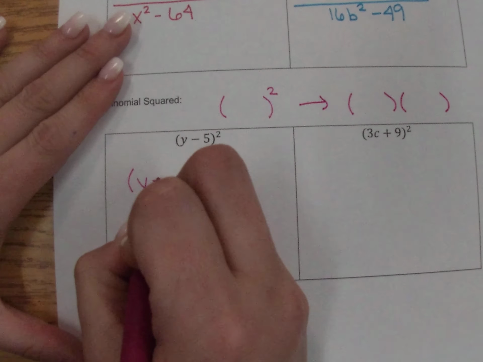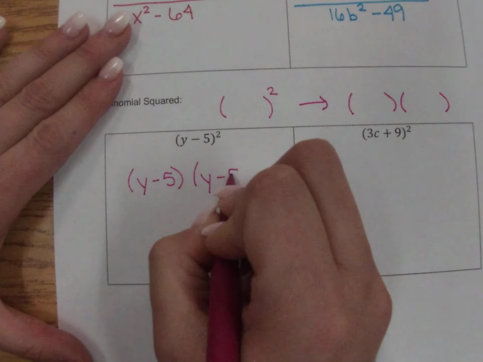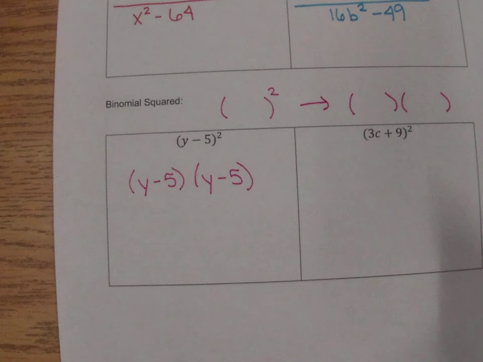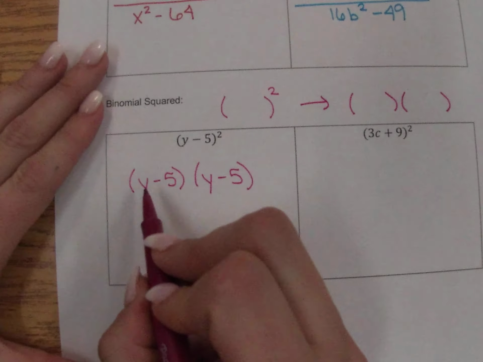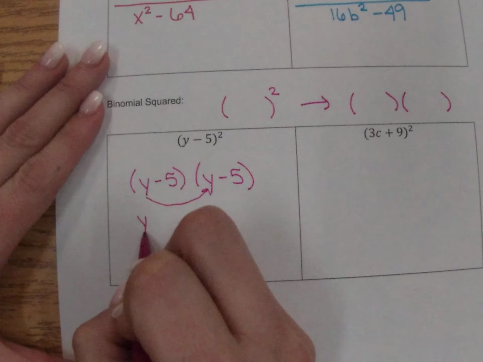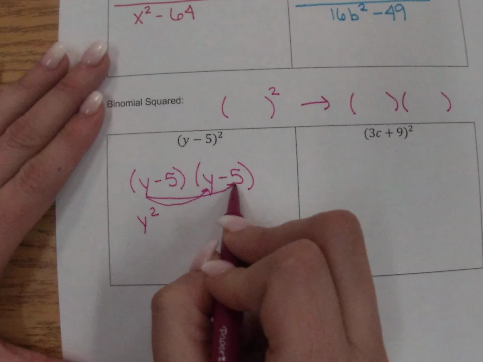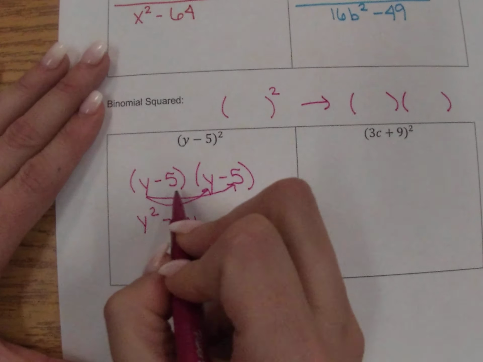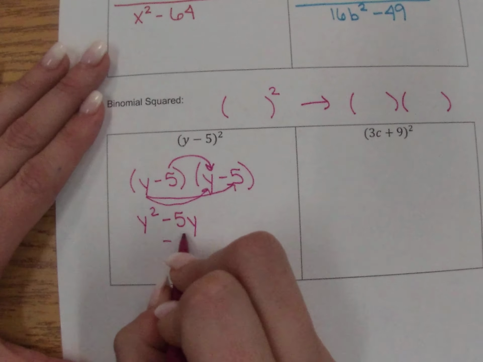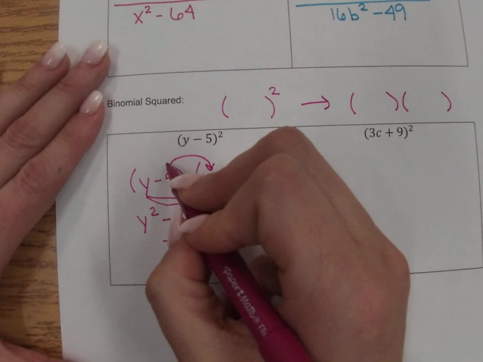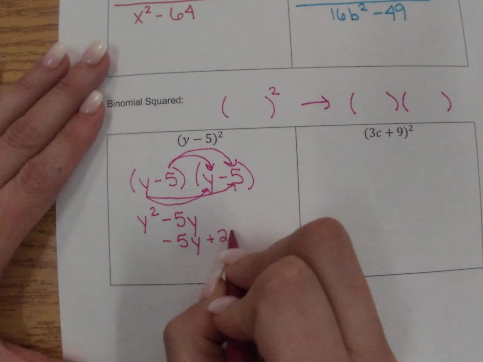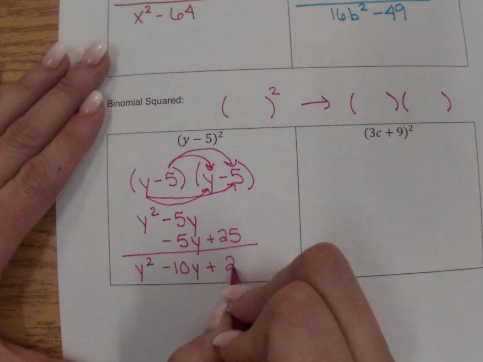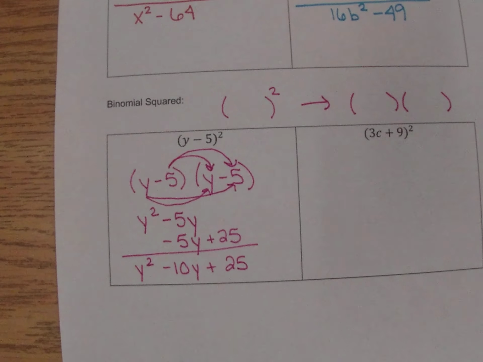So this would really be a y minus 5 times a y minus 5. And once we write this, we then need to go through that full distributing process. So we'll say y times y is y squared. y times negative 5 is negative 5y. Then we're going to distribute the negative 5. Negative 5 times y is negative 5y. And negative 5 times negative 5 is a positive 25. And so we'll get y squared minus 10y plus 25.